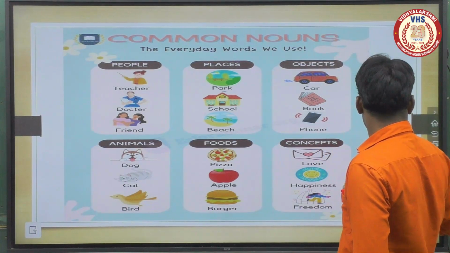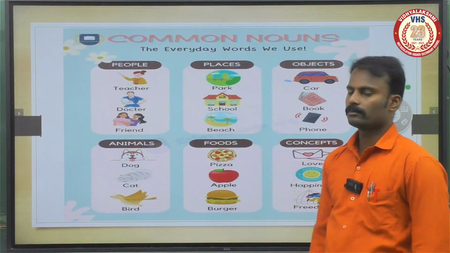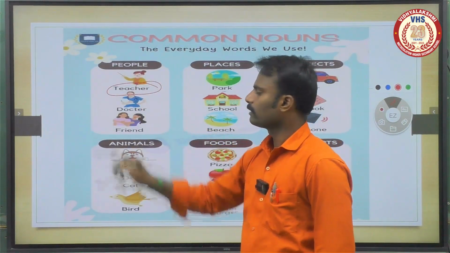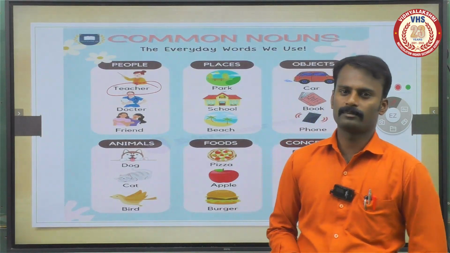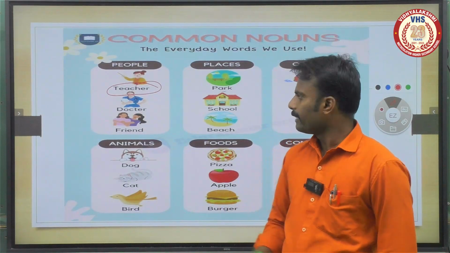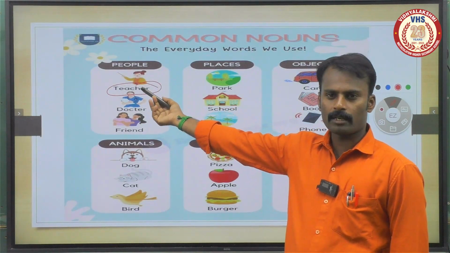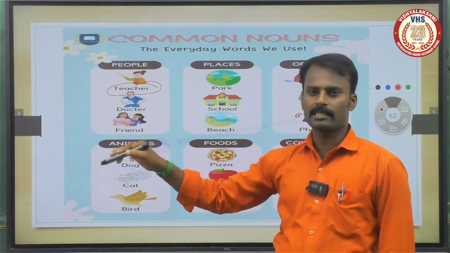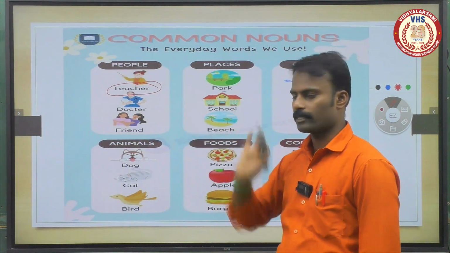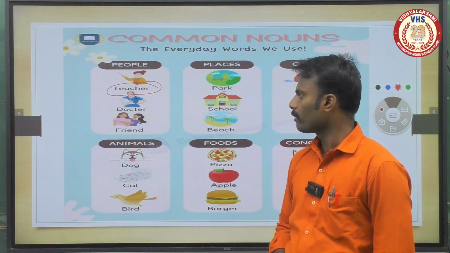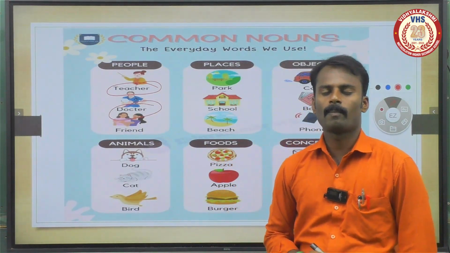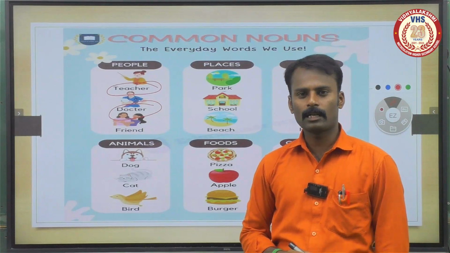Common noun, first see the first one, people. Here the first example, teacher. Teacher is a common word. Okay, I didn't mention whether it is a Tamil teacher or English teacher or the name of the teacher. I just mentioned the teacher. That's it. So teacher is a common word. Here doctor. Doctor is also a common noun.